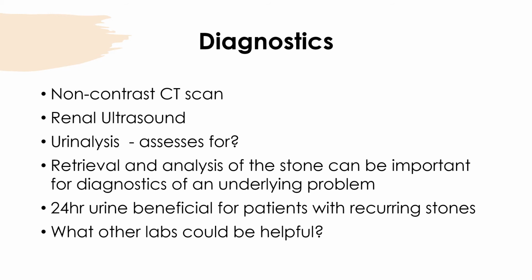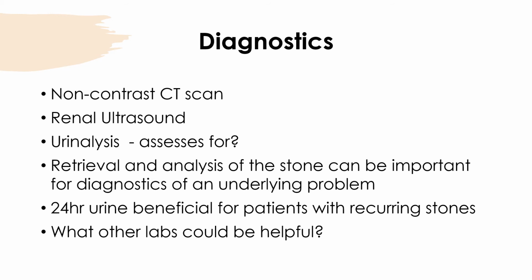We want to do a UA, and what can that assess for? It can show hematuria, so blood in the urine. We can see crystallized formation in a UA, and we can also measure the urine's pH level.